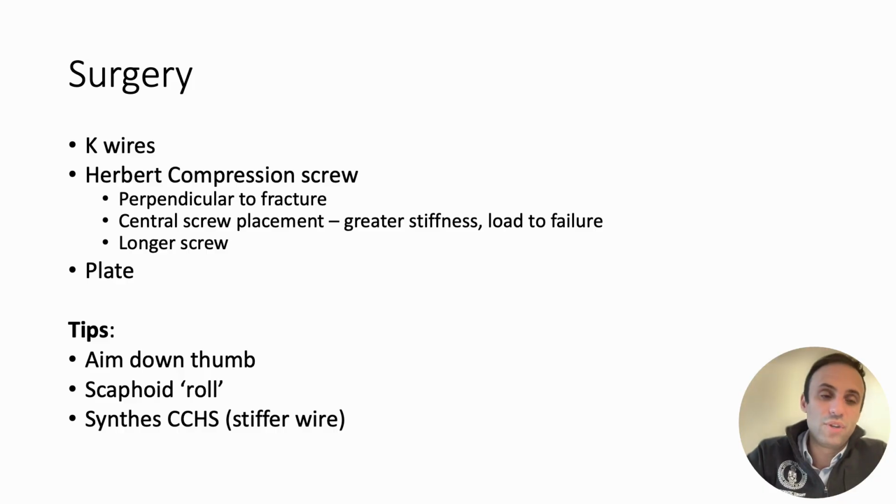Tips, just to reiterate, are to aim down the thumb with a K-wire, to start from the insertion of the scaphoid-lunate ligament on the scaphoid, and I always put them over a bolster or scaphoid roll to help you get that trajectory. I also like, when using the dorsal side, a slightly stiffer wire, and Synthes, which is one company for their CCHS, gives a cobalt chromium wire which is at less risk of bending. There are many other companies available.